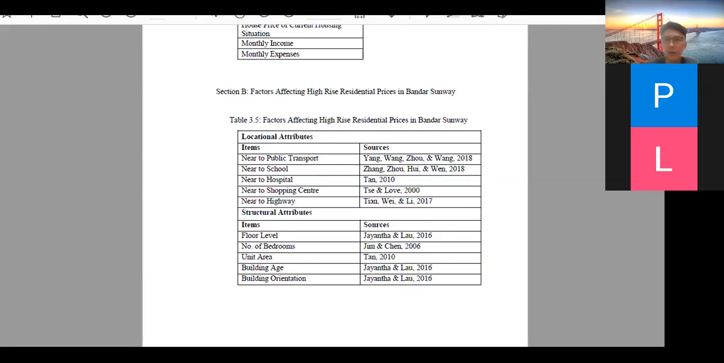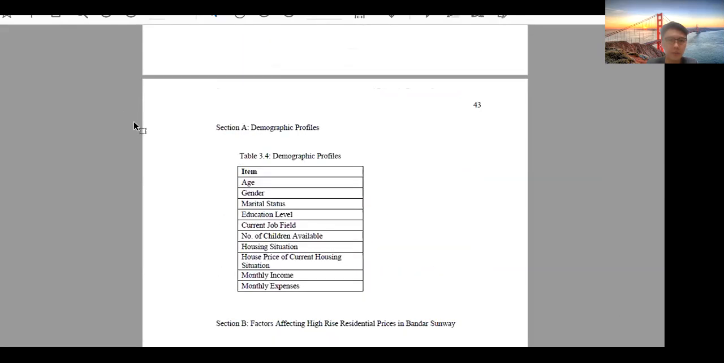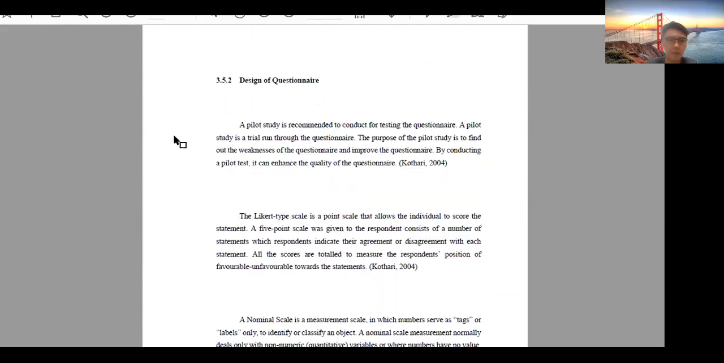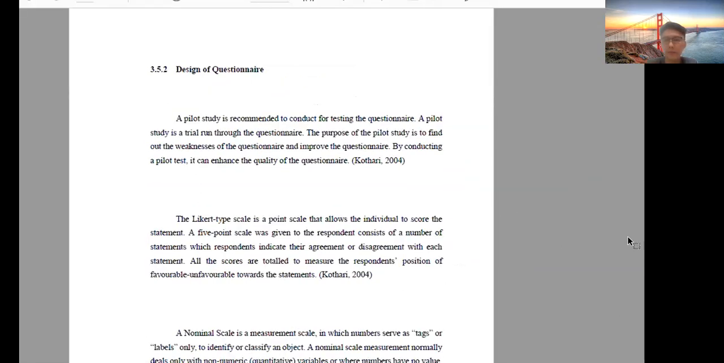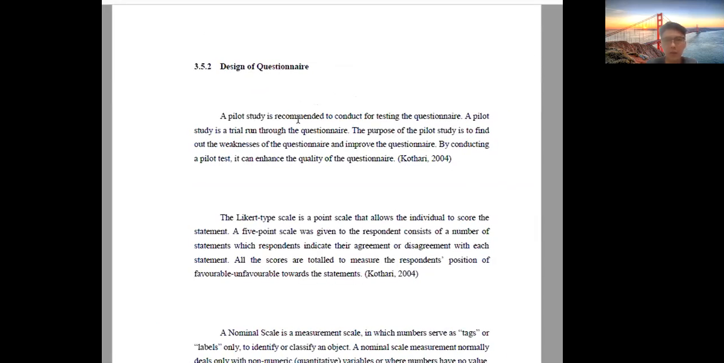Okay, let's look at this. You see, in chapter 3 you have to talk about questionnaire design, or if you use interview questions, you must talk about setting up the interview questions. That one I will show you next week.